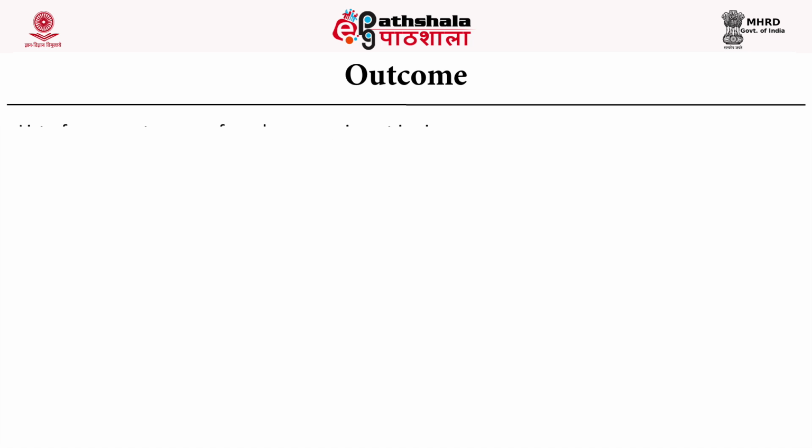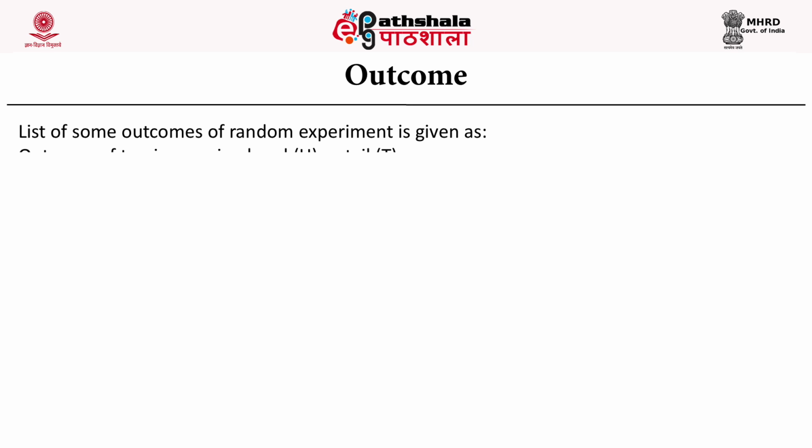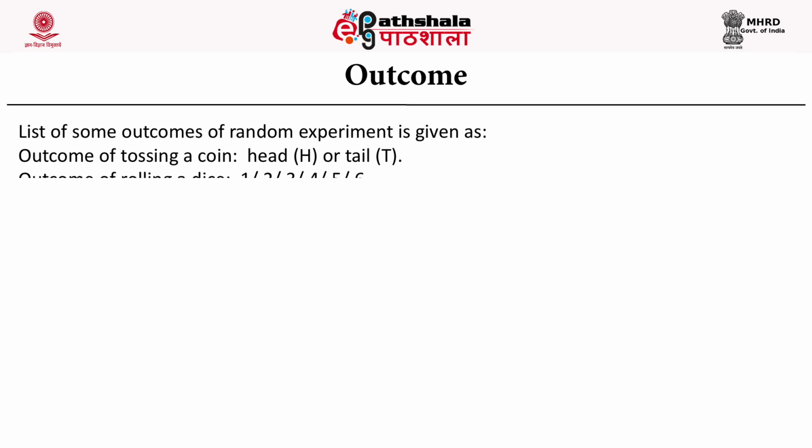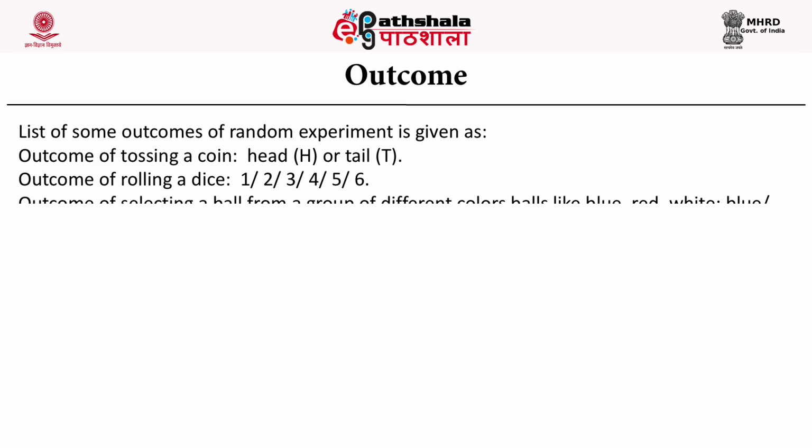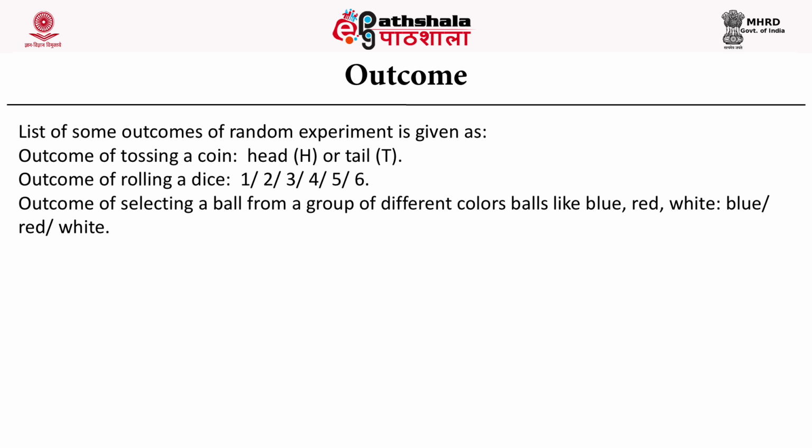Here we list some of the outcomes of random experiments. These are outcomes of tossing a coin: it can be either head or tail. Second is the outcome of rolling a dice. As we know that a dice has 6 faces, so the outcome can be any one of the 6 faces: 1, 2, 3, 4, 5, 6. Outcome of selecting a ball from a group of different colors of balls like blue, red, white. So the outcome will be either blue, red or white.